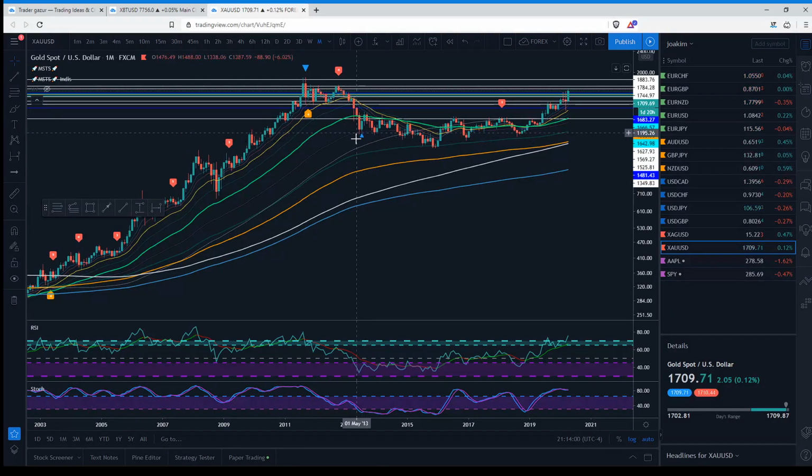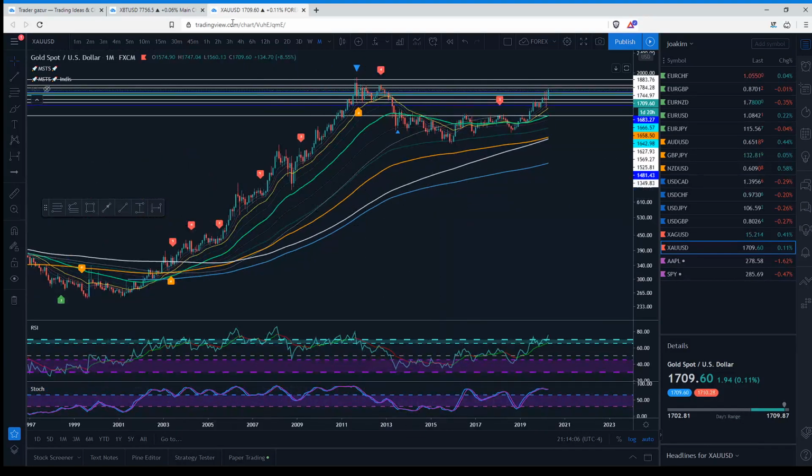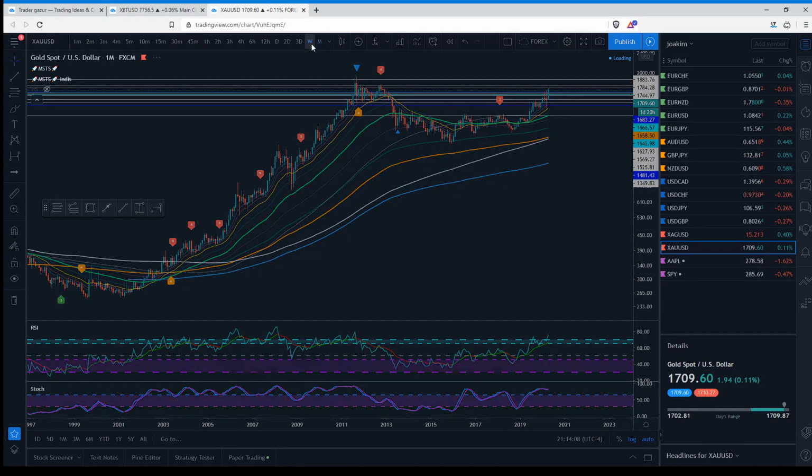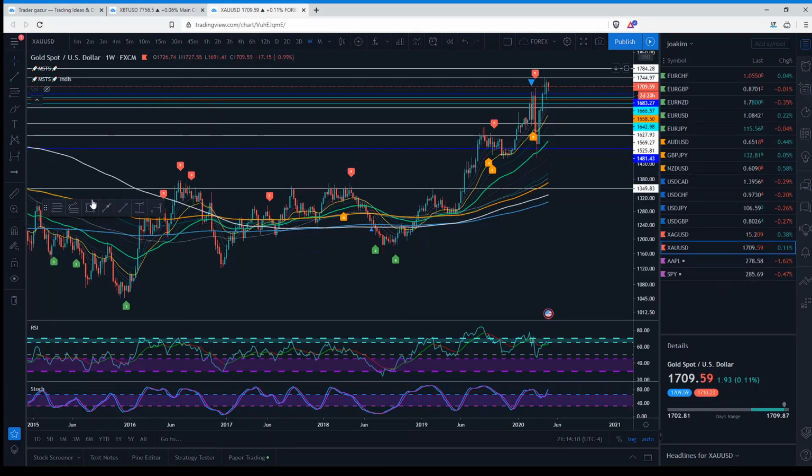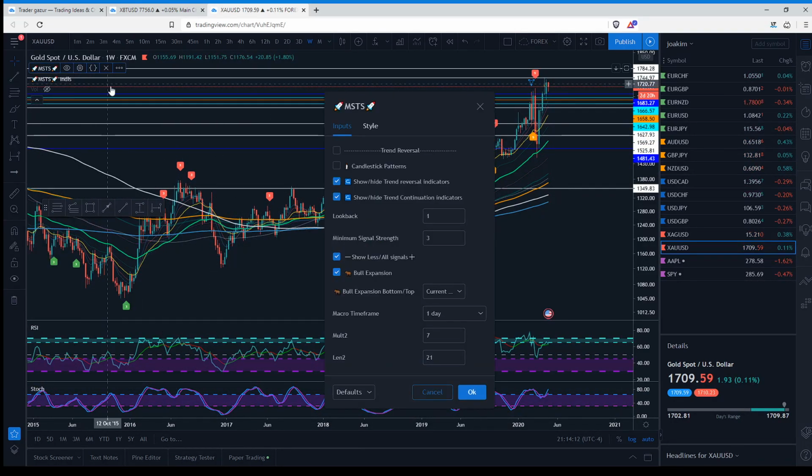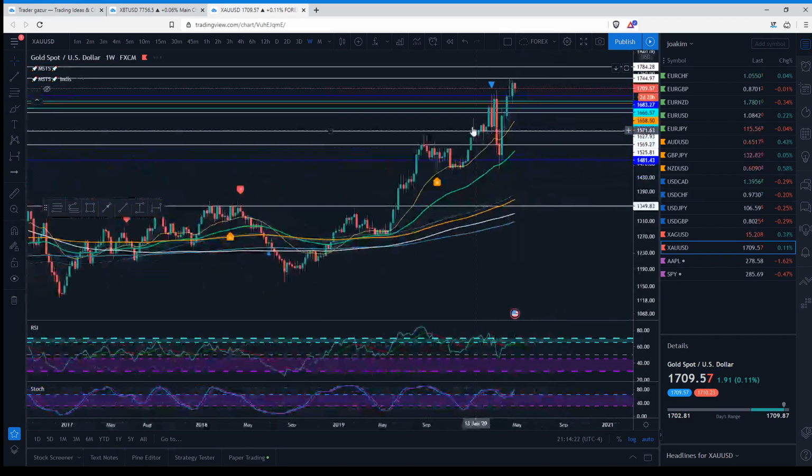This indicator will always give a fake out. The last one will always be a fake out. Let's try something lower. The weekly, let's see what settings would be good on the weekly. Maybe a 2 or a 3.